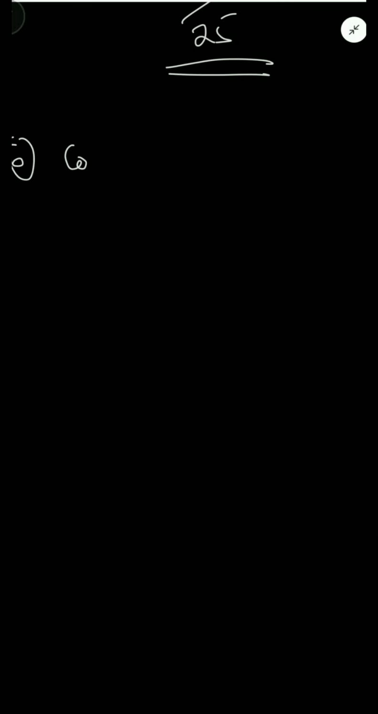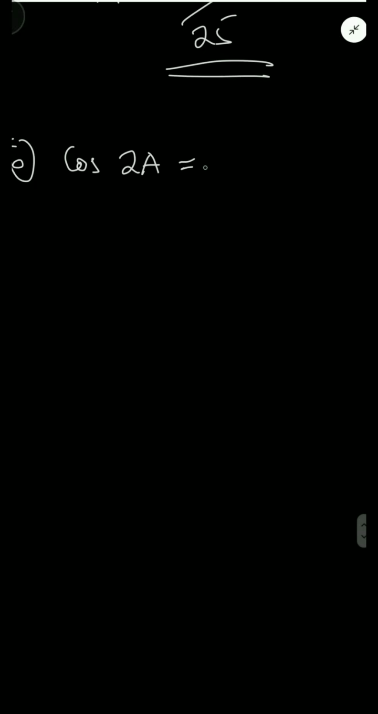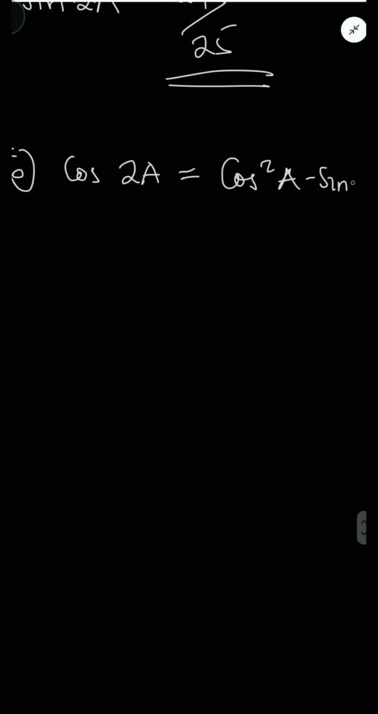So this is our finding, that is B. We're finding cos 2A. So cos 2A is simply equal to cos squared A minus sine squared A.